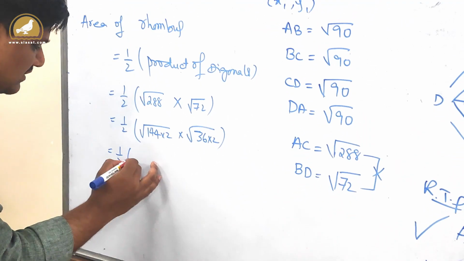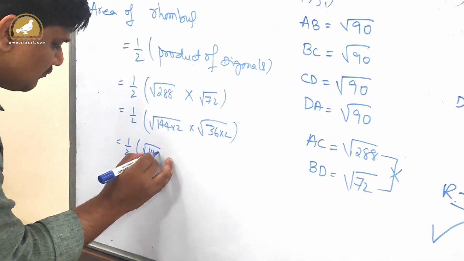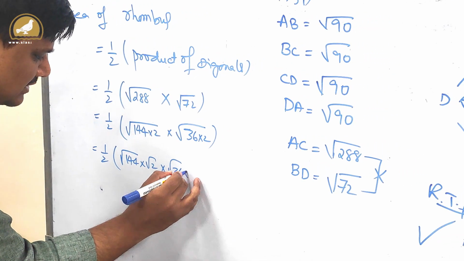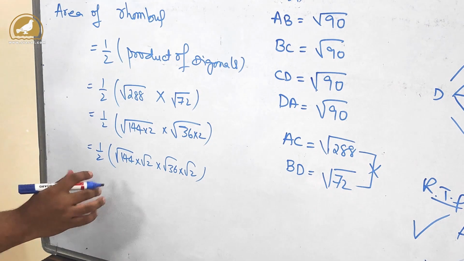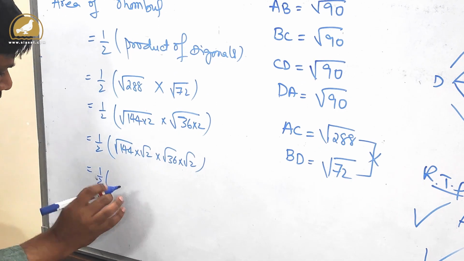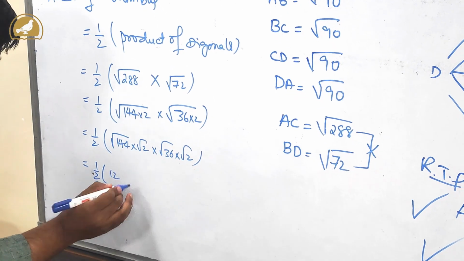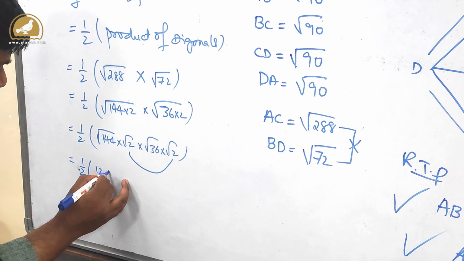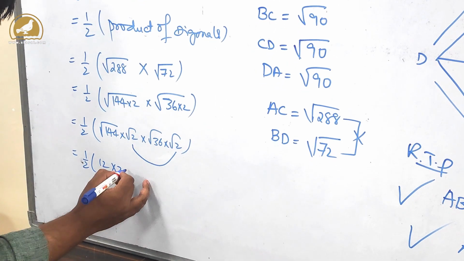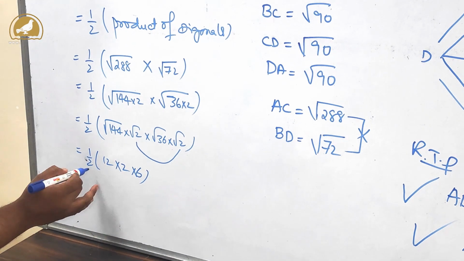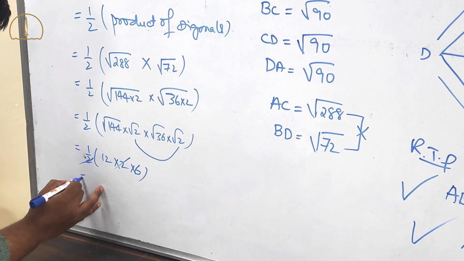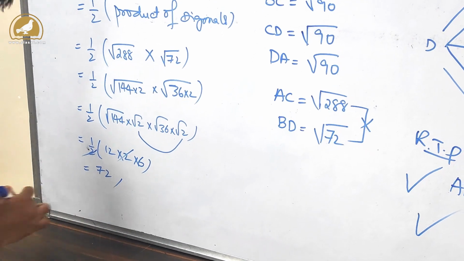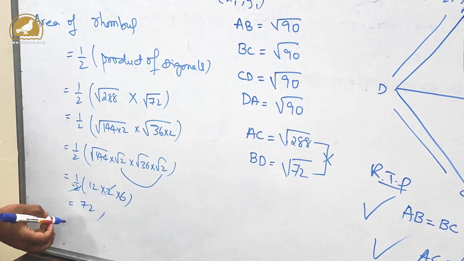Half into, if we separate the roots, root 144 into root 2 into root 36 into root 2. Root 144 is 12. Root 2 into root 2 is 2. Root 36 is 6. So the 2 cancels. 12 into 6 is 72. So the area of the rhombus is 72.